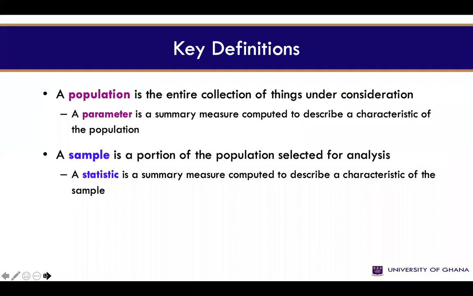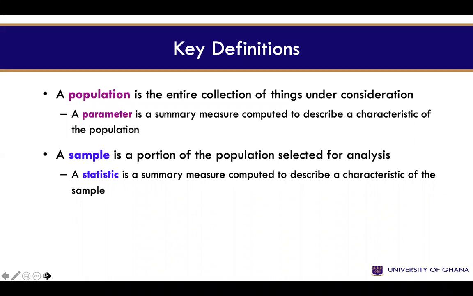So some key definitions. The first one is concerning what a population is. A population is the entire collection of the units or the things under consideration. And a descriptive measure that is computed from population data is what we will call a parameter. Assuming that I'm computing the mean from the population, then the population mean will be an example of a parameter.